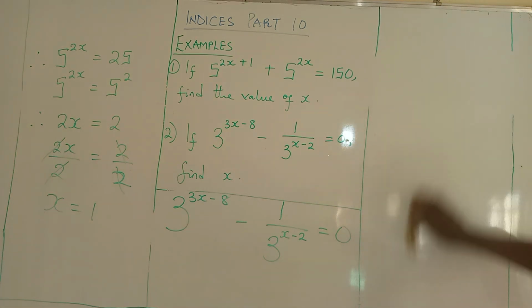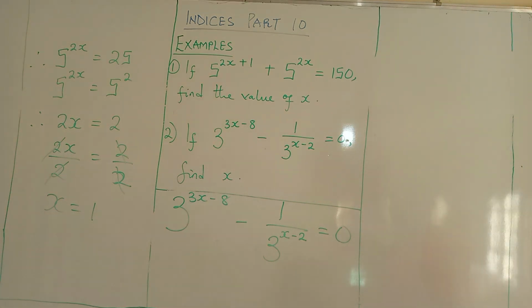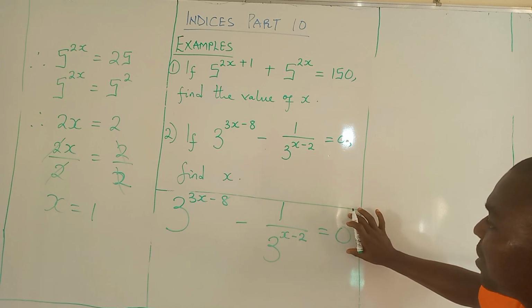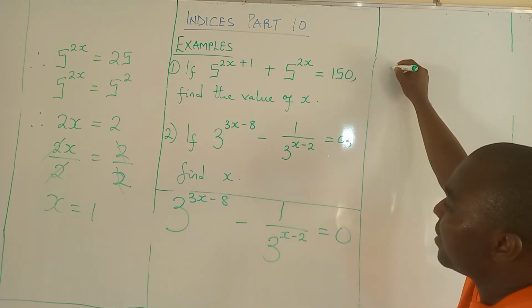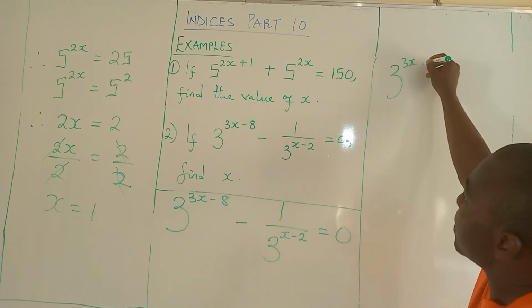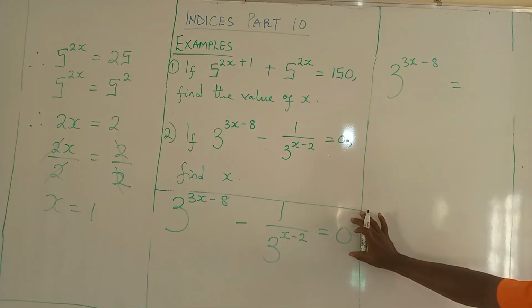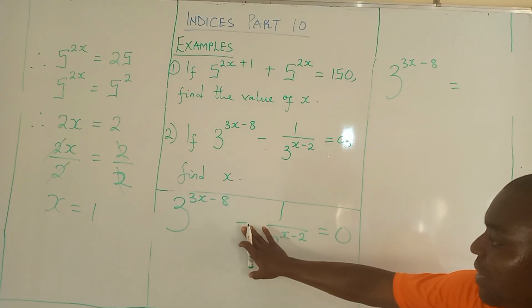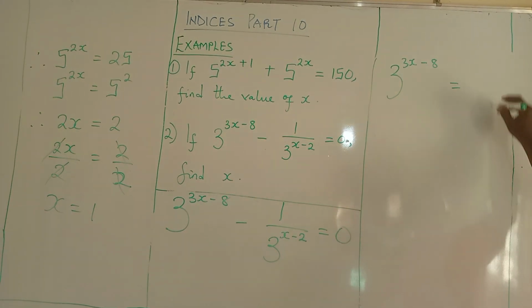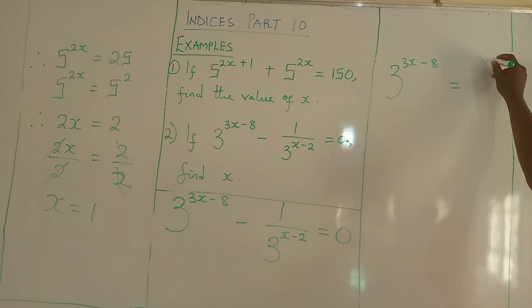Now, if I move these over to this side, I'll have 3 raised to power 3x minus 8 is equal to, if I move this over to this side, take note it is negative on the left hand side. When it crosses over to the right hand side, it will become positive 1 over 3 raised to power x minus 2.